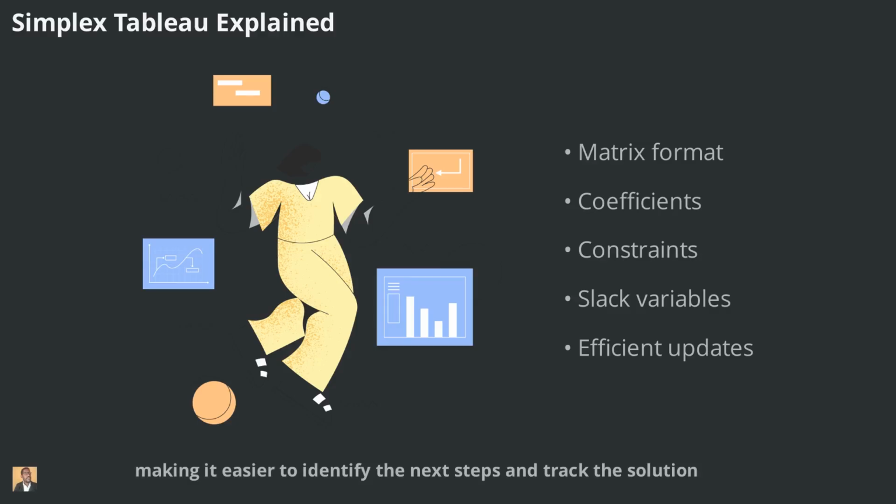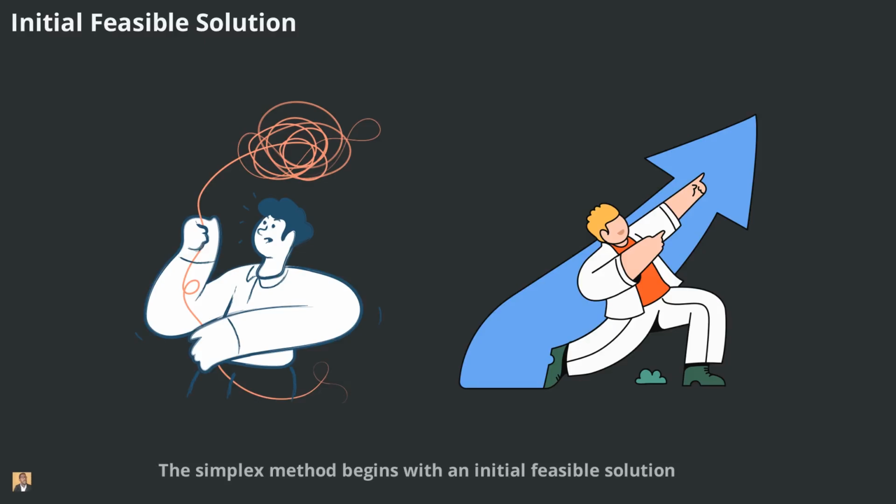and track the solution. Simplex method begins with an initial feasible solution, often found by setting the decision variables to 0 and solving for the slack variables. This starting point lies at a vertex of the feasible region. From here, the algorithm systematically moves to adjacent vertices, seeking to improve the objective function at each step.